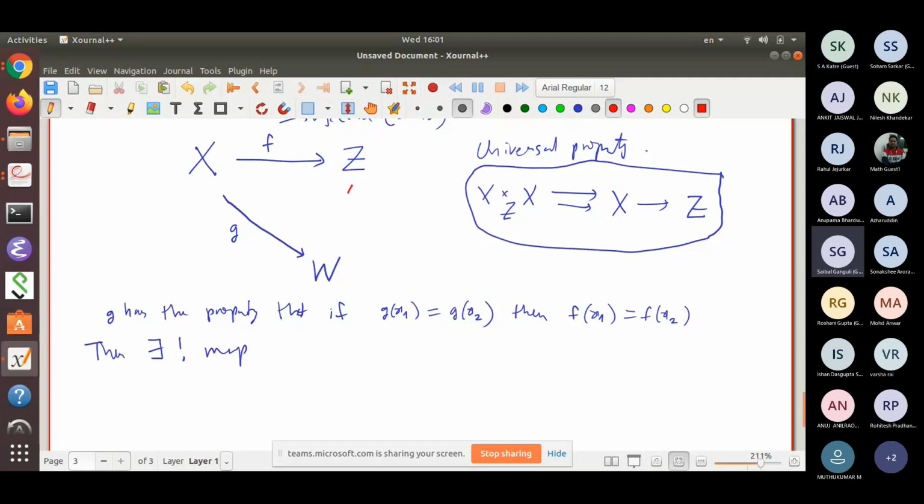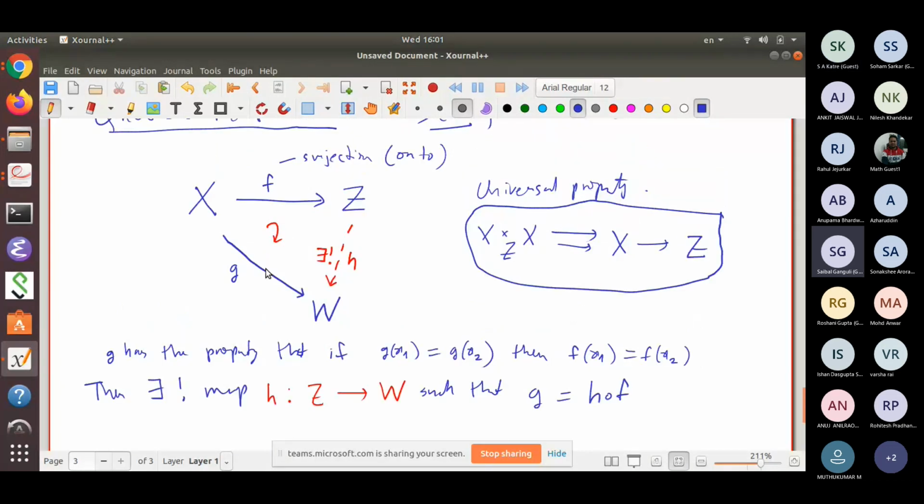There exists a unique map H which makes this commute, such that G equals H composite F. Do you all agree with this property of surjective maps? So I want to know how to define H. I want to define H.